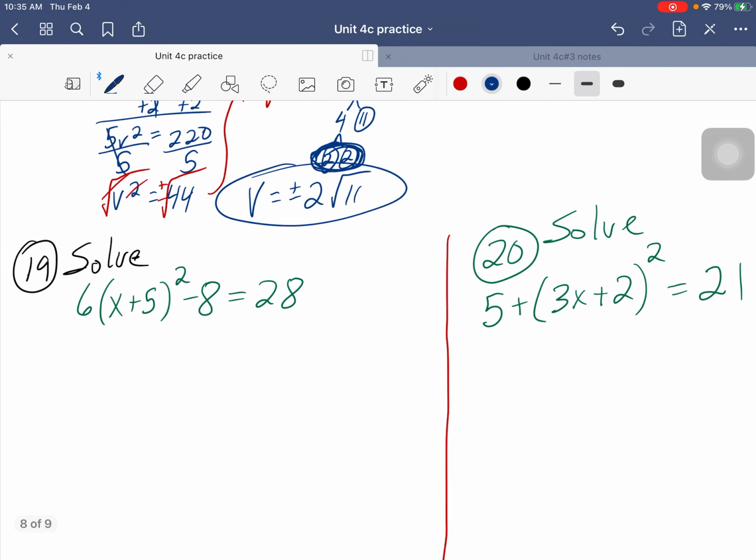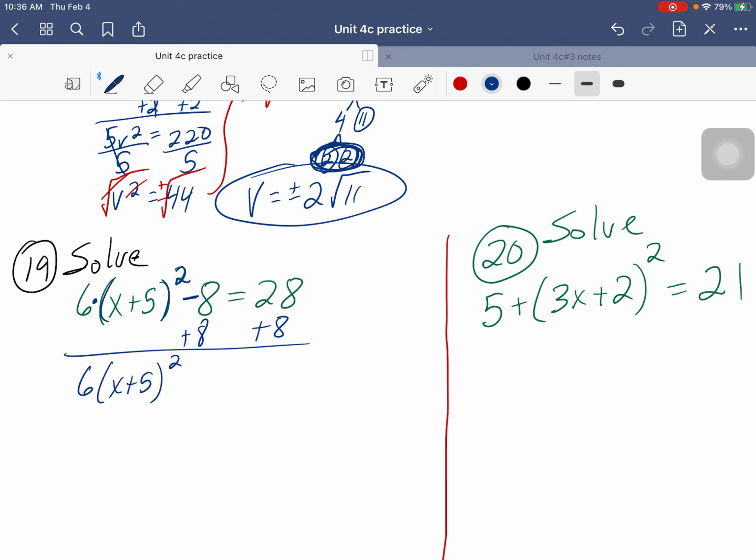All right, looking at number 19. You have a subtraction, you have a multiplication, you have a square, and then we have parentheses. So we're doing reverse order of operations. So again, we should be adding 8 first. Then take care of your division. Divide by 6.